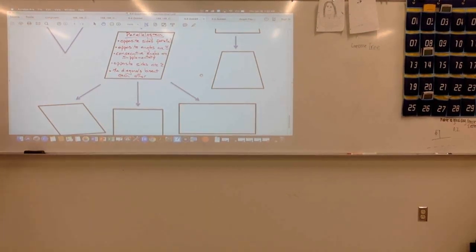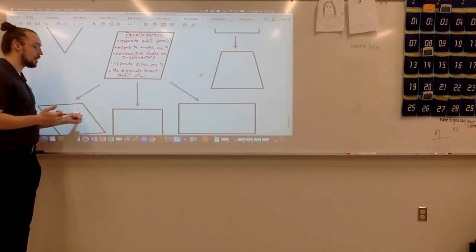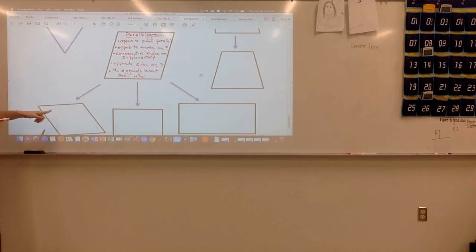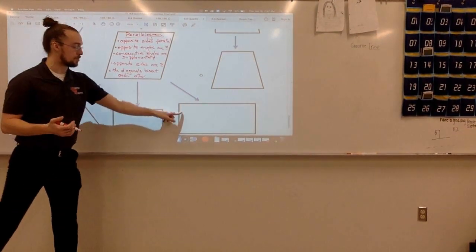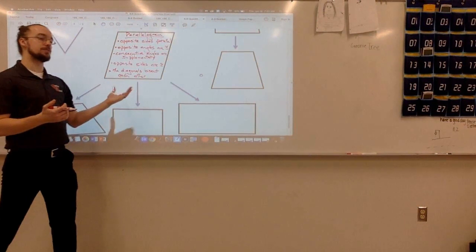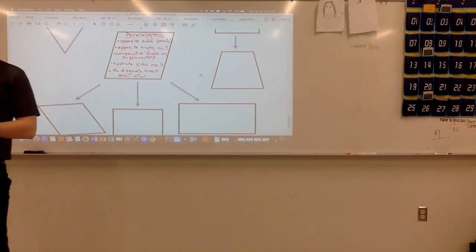Alright, so beneath the parallelogram now, we have a rhombus, a square, and a rectangle. We've talked about all three of these now. So each of these figures has all of these properties plus a few more.